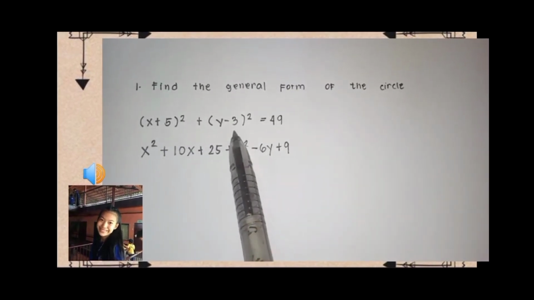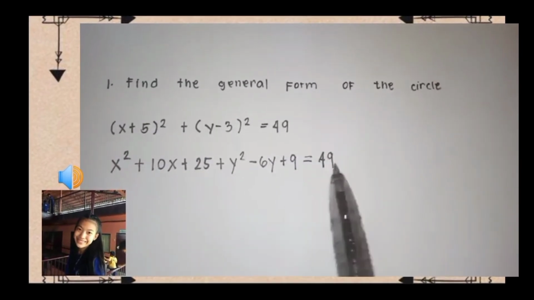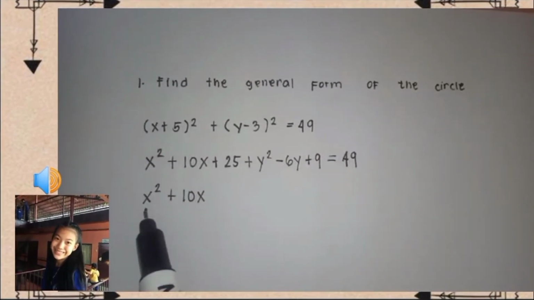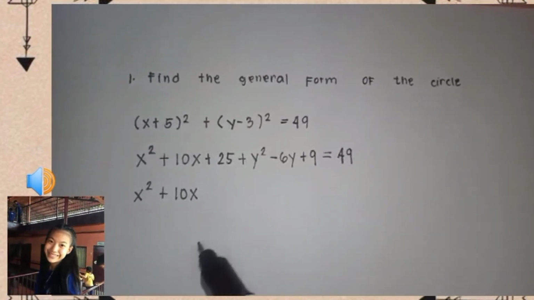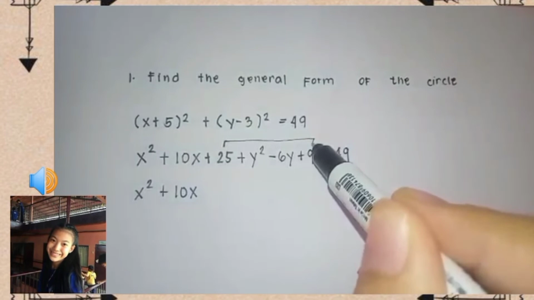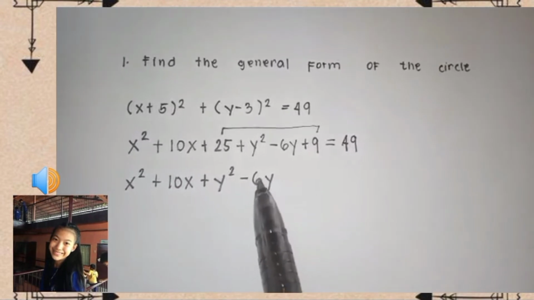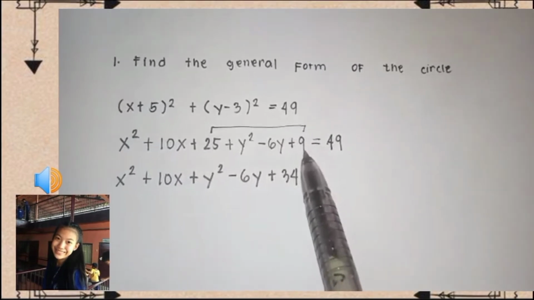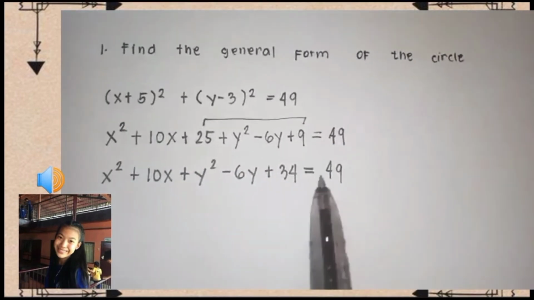And square the second term, that is positive 9 is equal to 49. Copy lang. And now combine the like terms. So x squared plus 10x, and also we can combine 25 and 9 here. So let's just copy first the y squared minus 6y. So 25 plus 9, that will give us 34 is equal to 49.